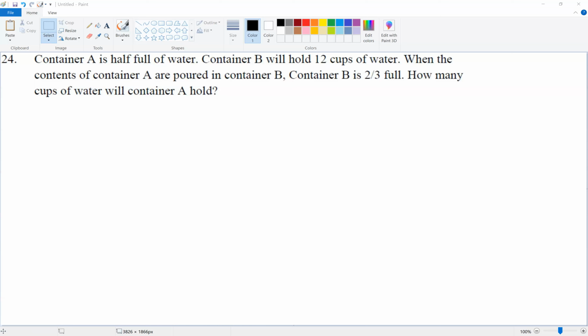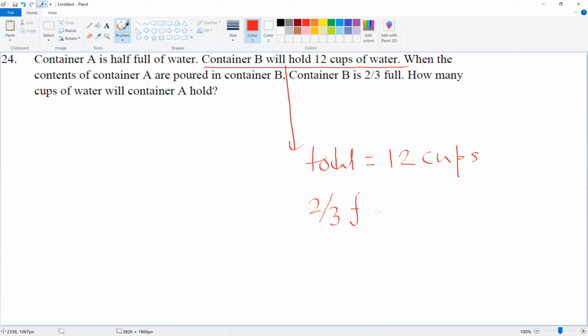So say that again. I didn't understand. So if container A is half full of water, container B will hold 12 cups of water. When the contents of container A are poured into container B, it is 2/3 full. Ah, I see. 2/3 full means how many cups? 2/3 full would be 8. So that came from A.